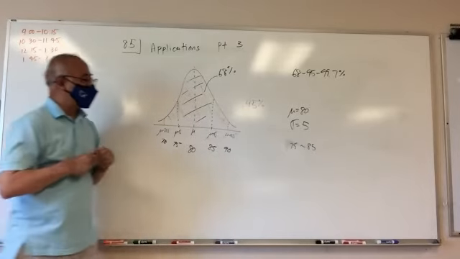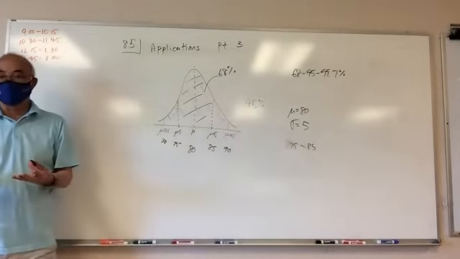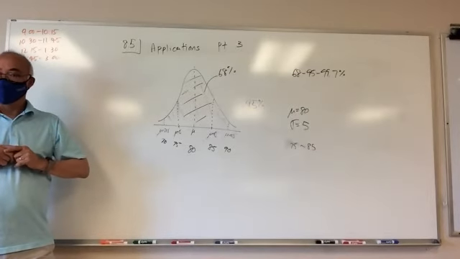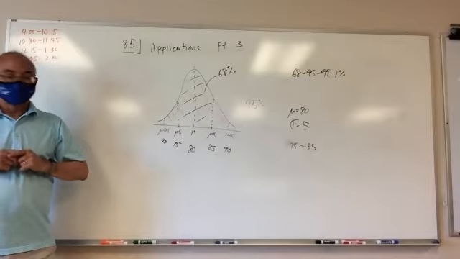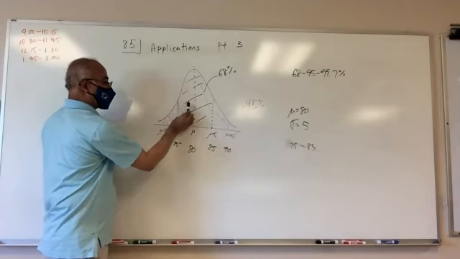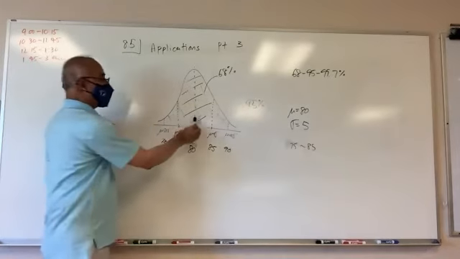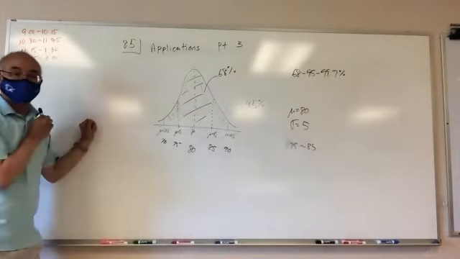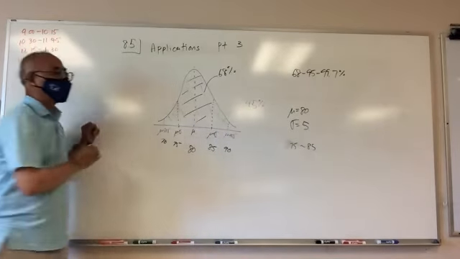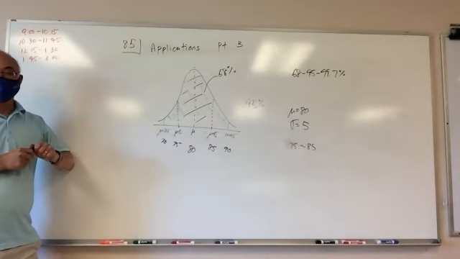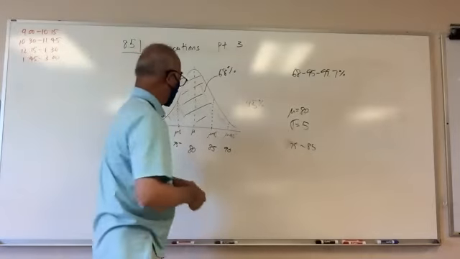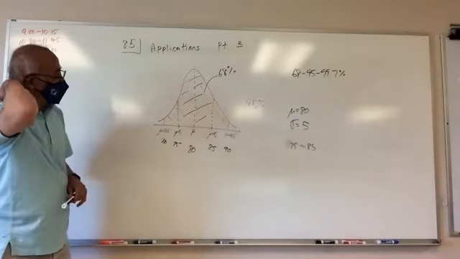If I asked you how many people got less than 75, what would that be? So how many got from 75 all the way out here? We know this is 34%. We know from here to here is what percent? 50%. That means that from here to here must have been 16%. Okay, so we're good there? That's 16%.